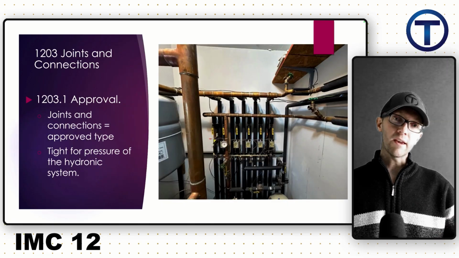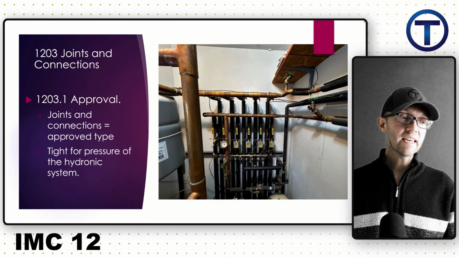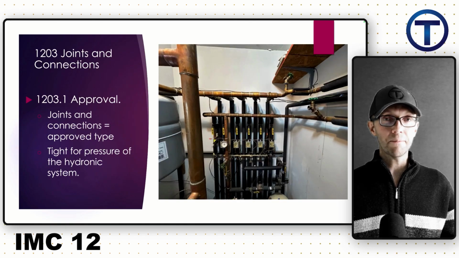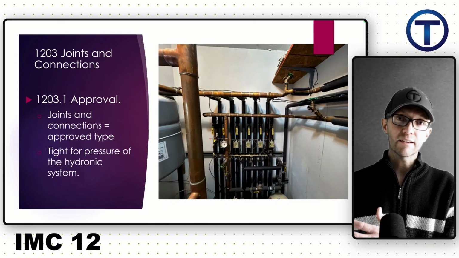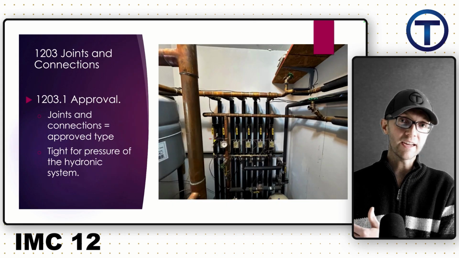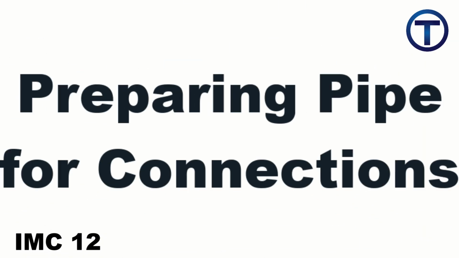Overall, the goal here, as stated in 1203.1, is that the joints and connections would be of an approved type. We're not going to use something that's not supposed to be installed for hydronic. And, of course, they're going to need to be tight for the pressure of the hydronic system. That means watertight. They're not going to leak.